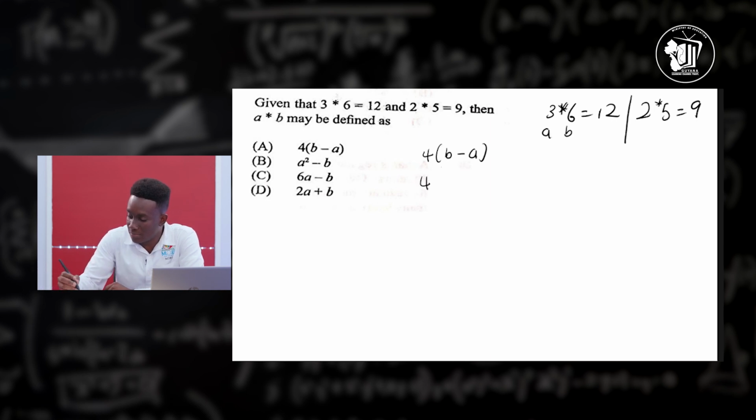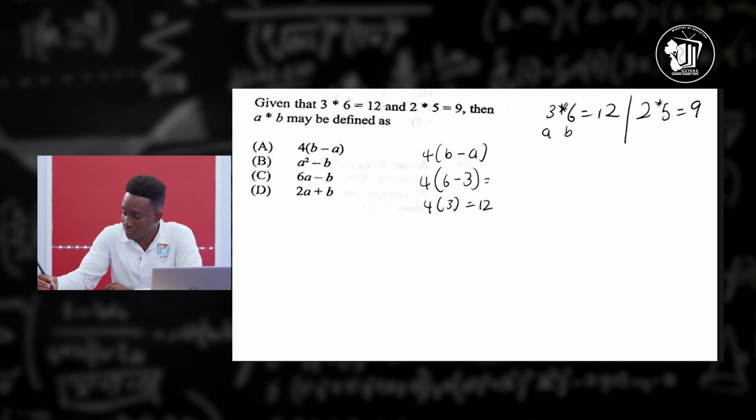So 4 multiplied by B, which is 6, minus A, which is 3. Let's see, that will give me 12. So 4 multiplied by 6 minus 3 will give me 3. So indeed, this will give me 12. So let's see if it works for this one.